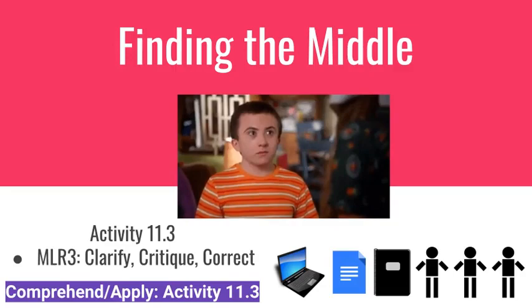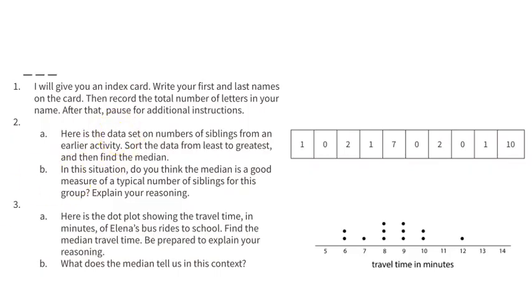All right, let's find the middle. We're not going to worry about this first activity. Obviously, we're not doing this currently together. So the second part here's a data set of numbers of siblings from before. If we sort it from least to greatest, what's our median number? Median is going to be the middle one. So let's go ahead and sort this in order.